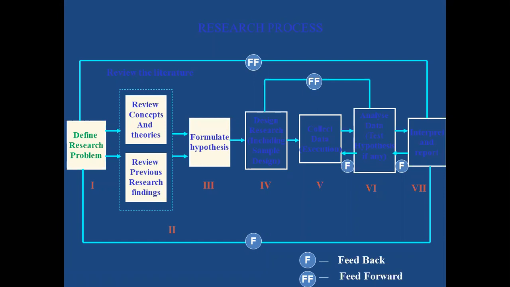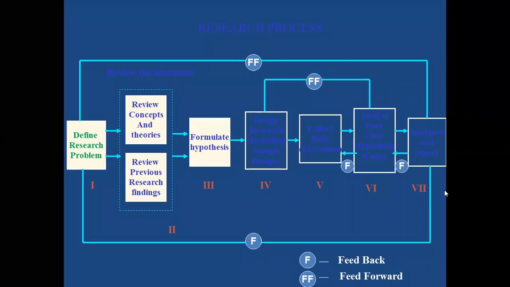Then we can say from questions. Basically, research is the answer to questions, well planned questions. So this is how the research process is carried out. There are 6 or 7 steps. So first of all, we define the research problem.